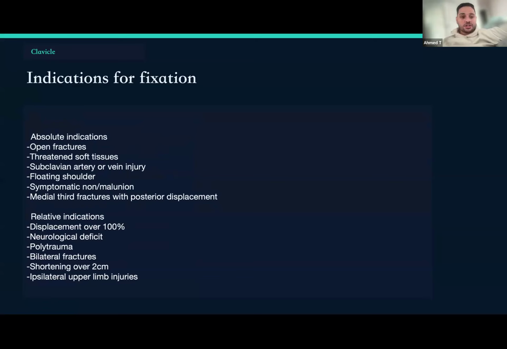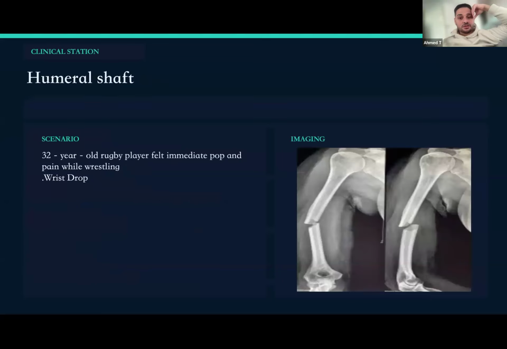neurovascular injury, floating shoulder. So can someone tell me what's a floating shoulder? Scapular neck fracture with the clavicle fracture. Symptomatic non-union, malunion, and the medial third fractures. Relative indications are significant displacement, neurological deficit, polytrauma, bilateral injuries, more than 2 centimeters, and ipsilateral upper limb injuries.